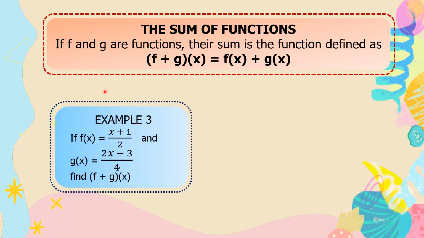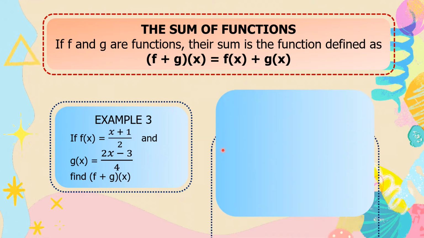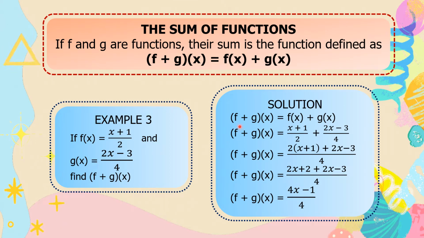Now, let's have the last example for the sum of functions. Example number 3. If f of x is equal to x plus 1 over 2 and g of x is equal to 2x minus 3 over 4, find f plus g of x. Kung mapapansin ninyo, ang ating functions ay rational or fraction. So, to solve this, first is to write the definition or the formula. F plus g of x is equal to f of x plus g of x.